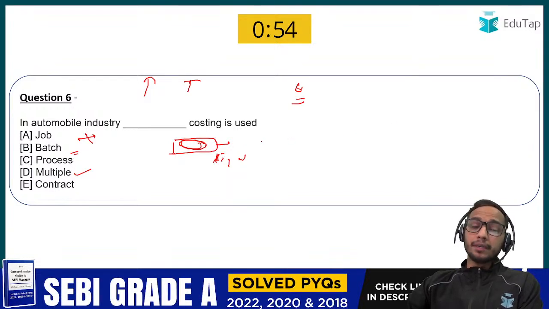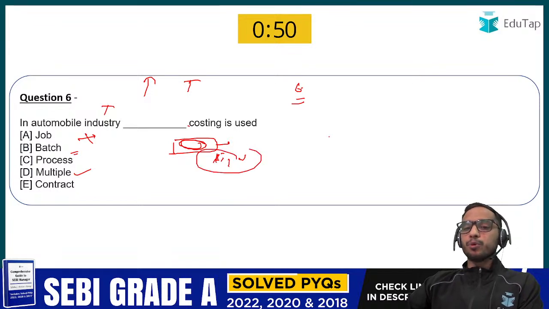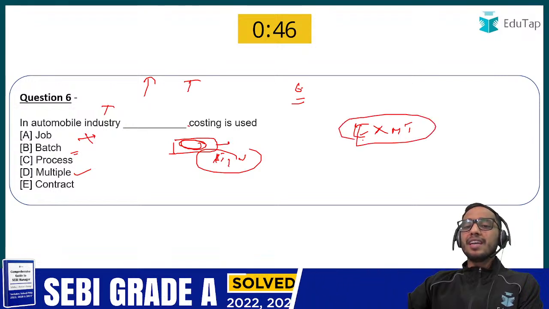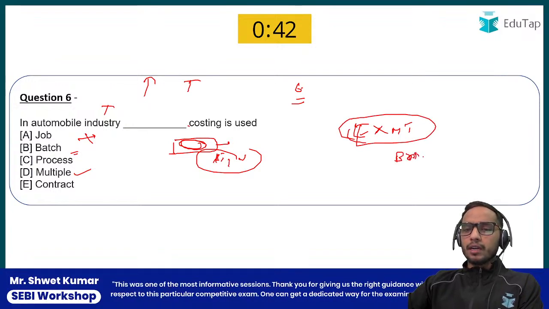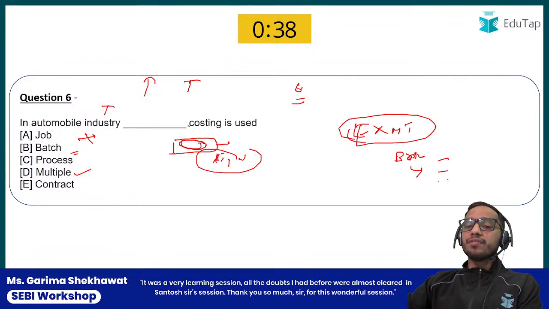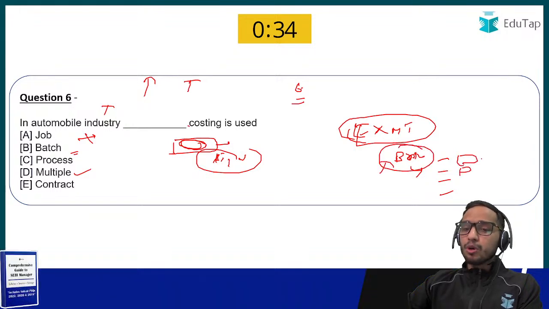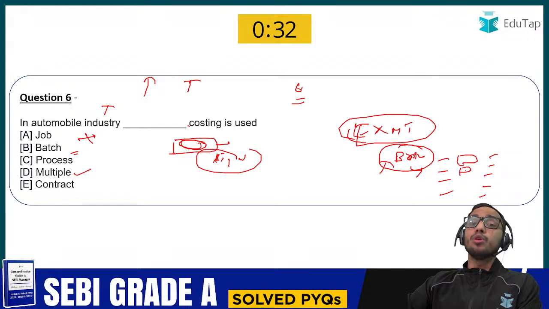But in the case of the automobile industry, in the same variety, suppose I am taking the example of Honda Brio, and in this particular car, you have different models itself. So the product is Brio, but you have different models, so they are not uniform.